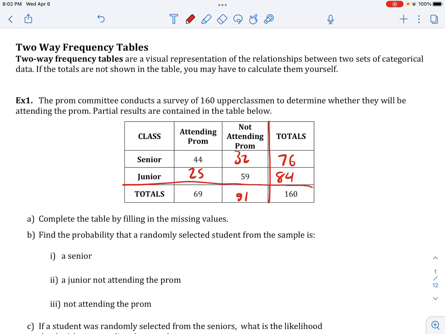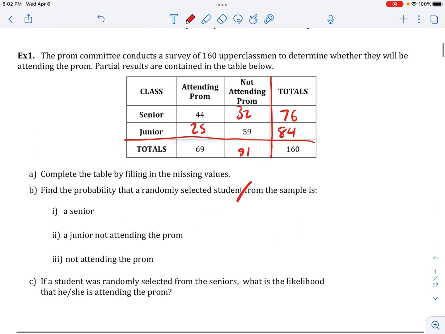So the first question is, find the probability that a randomly selected student, okay, right there, I know that the denominator for all three of these things is going to be 160. As long as they're not saying, given that, like given that we have a junior. If they're just saying randomly selected student, that means this is out of the whole 160. So I'm going to go ahead, like I said before, and think about the denominators first. And then that denominator helps you focus on what the numerator is supposed to be.